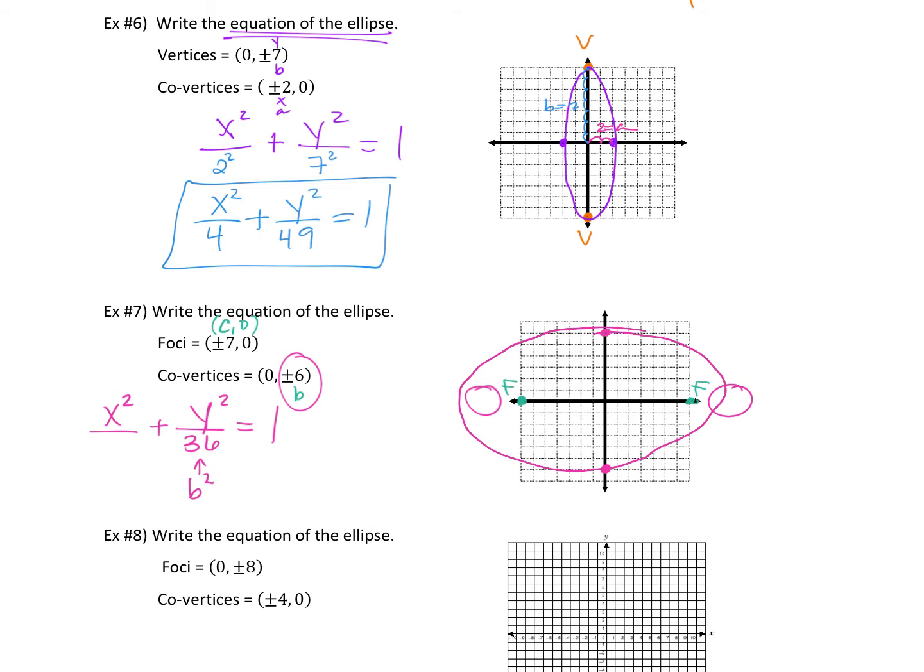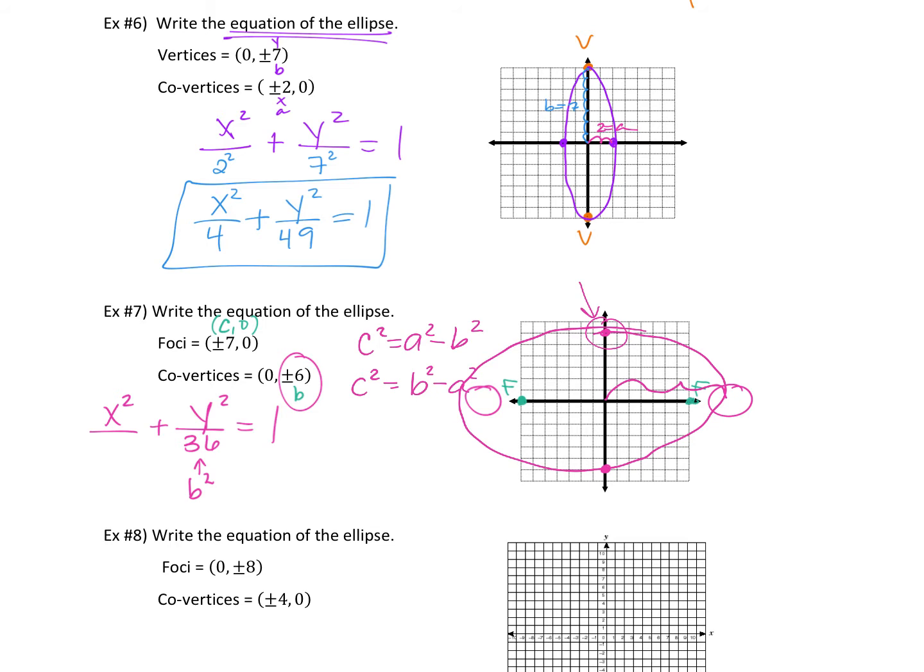So what we have to do is figure out what that a value is. Well, you kind of have to think through this, okay? Remember, the formulas are c squared equals a squared minus b squared, or c squared equals b squared minus a squared. And we always said it's going to be bigger minus smaller. Well, you can see here that your a value is going to be bigger because your foci are bigger already than this one, right? That's at 7, this is at 6.